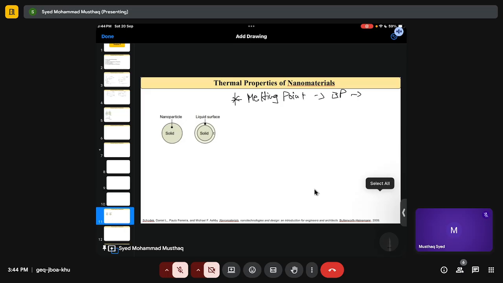So how will our melting temperature change? I'm going to derive that, because sir made a small mistake when deriving this part, so we will do it here. Our melting point will change with the size of the nanoparticle, right?